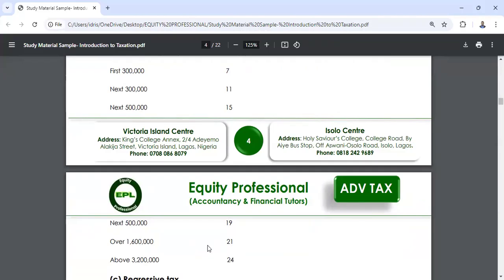You remove the next 500,000 at the rate of 19%.